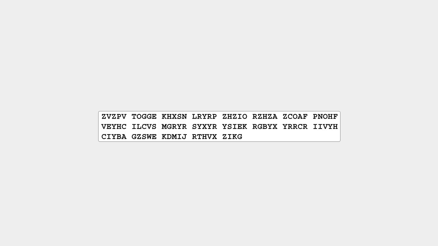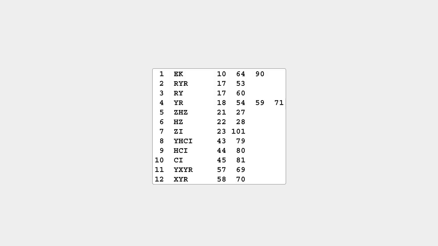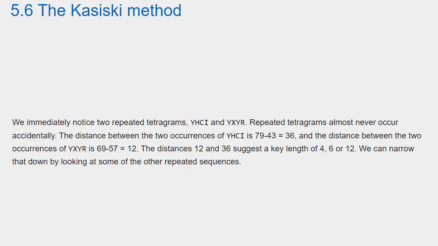Let's look at another example, a cryptogram. This is a Belasso encipherment of a text in normal English. Searching for repeated letter sequences, we find EK at positions 10, 64 and 90, RYR at positions 17 and 53, and so forth. The full list of repeated letter sequences is.